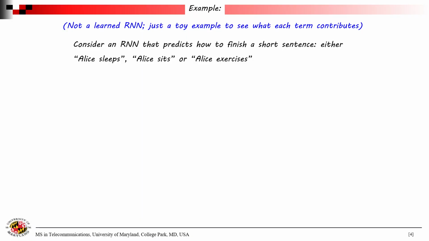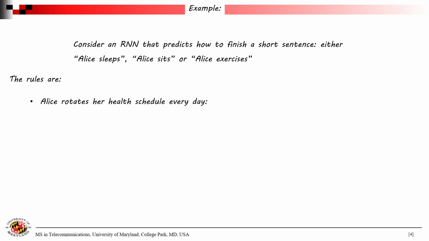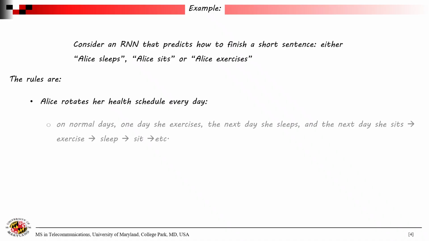So let's look at an example that predicts how to finish a short sentence. And the options are either Alice sleeps, Alice sits, or Alice exercises. And here are the rules. Alice is going to rotate her health schedule every day.